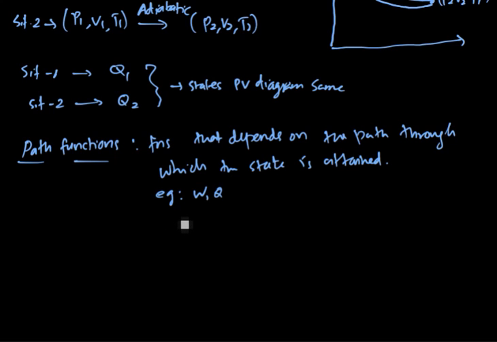Also, in some other cases, some of the thermodynamic properties of a system depend only on the initial and final state of the system, not upon the path through which the state is attained. These are unique functions of the system and have nothing to do with the path adopted for arriving at one state from another. Such functions are called point functions or state functions.